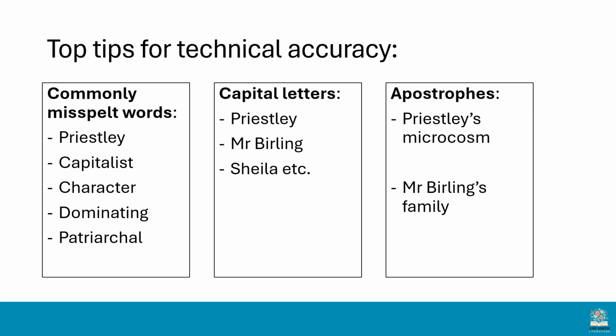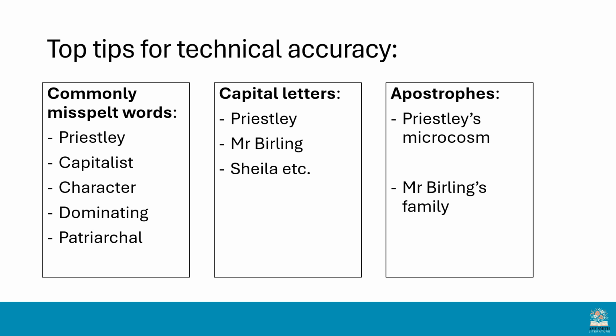First of all, learn the spelling of your commonly misspelt words. Priestley, P-R-I-E. Often people flip those letters round and they put E-I, it should be I-E. S-T-L-E-Y, E-Y at the end. Capitalist, some people make a mistake with the I in the middle. Character, again, sometimes people swap an A in for an I sound. Dominating, again, it's the vowel sound that people often get wrong. Dominating, it's the I in the middle instead of an A. And patriarchal, the most common mistake for this is that CH sound. So practise your key spellings of those commonly misspelt words.